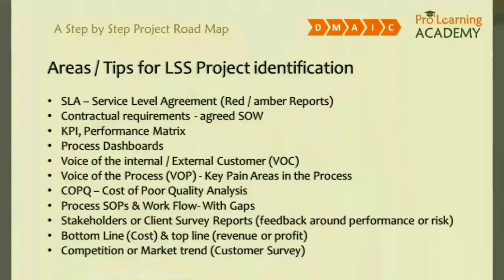We will soon have a separate video on how to identify a potential Lean Six Sigma project. So here I've tried to list down a few areas with a potential Lean Six Sigma project that you can identify from your service level agreement, your performance metrics, your process dashboards, your voice of customer, process SOPs, stakeholder requirements, your bottom line performance, top line requirement, competition, or market trends.